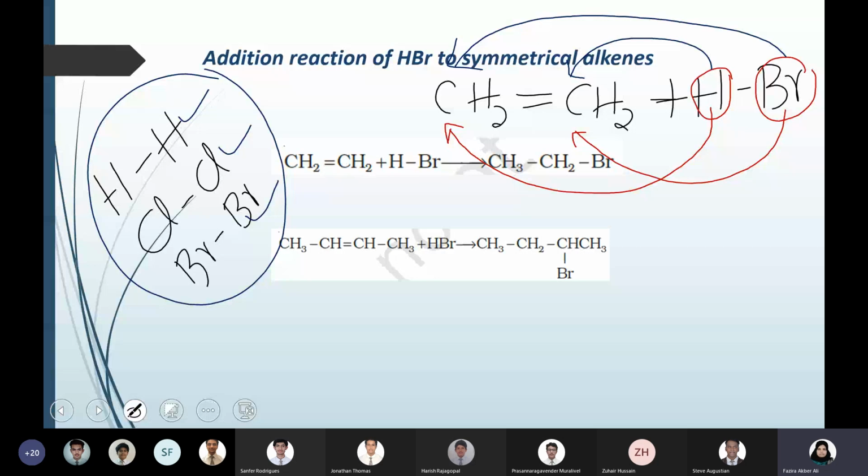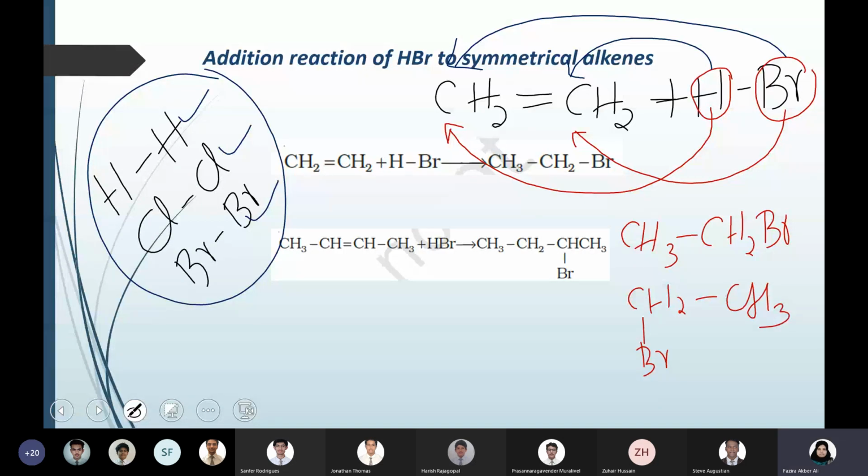So if you look at the first way, which I have shown in red, hydrogen going to the first carbon, you will get CH3, CH2, Br. And if you look at the other way, it will be CH2, Br, CH3. Am I clear till here?